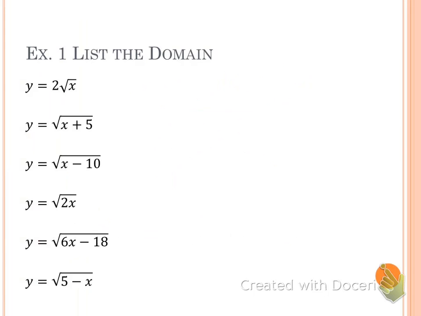Okay? So in this first example, all they want us to do is list the domain. The domain, okay, you're probably going to want to write this down, is the x values. So I would write down somewhere that the domain is all x values. All x values, okay? So what they want us to find out is what can x equal, okay?